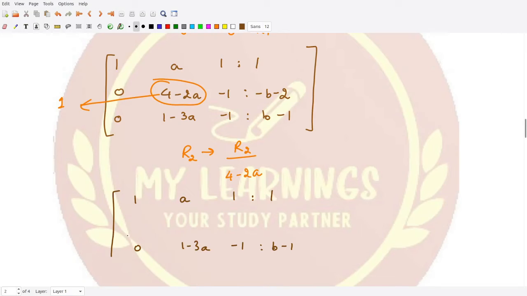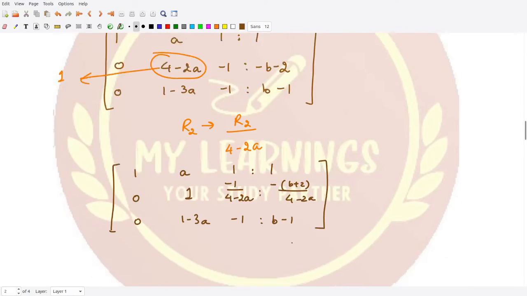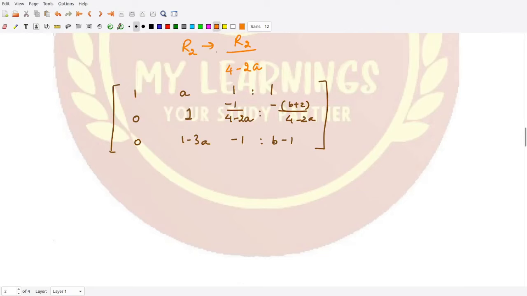And for the second row it would be 0 only, it would be 1 only, and this element would be minus 1 divided by 4 minus 2A, and then this last element would be minus of B plus 2 divided by 4 minus 2A, right? So this is the element here. Now next we wanted to make this element 0, right? How can we do that?